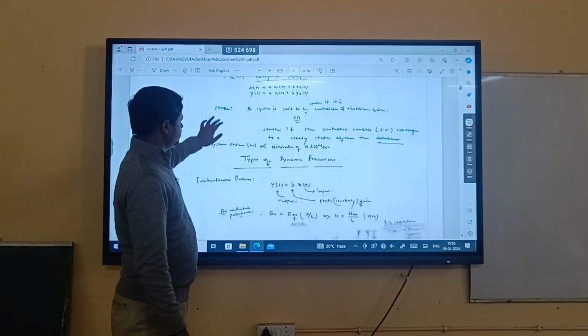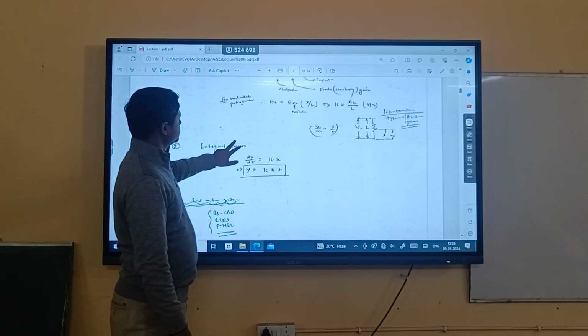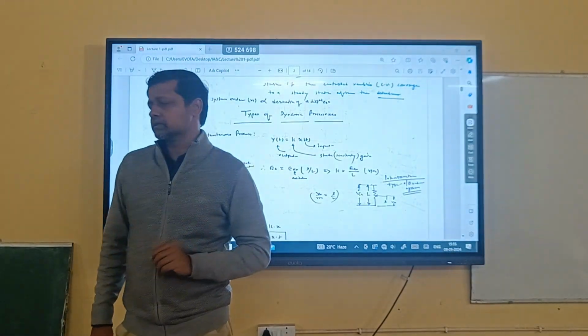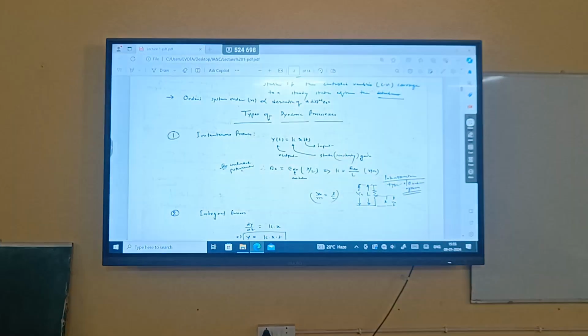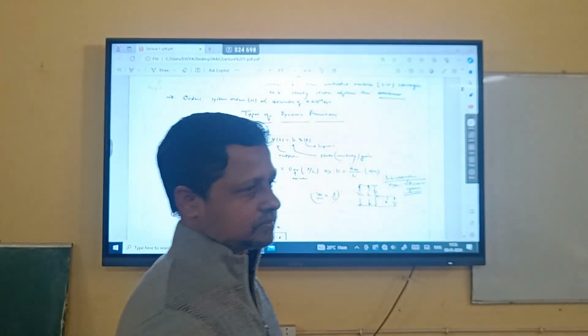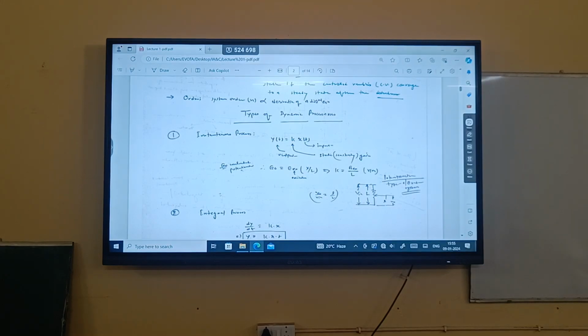Linearity, non-linearity is something we have already discussed, so probably we can skip all these things. Let us take type of the dynamic process. What are these? One is called instantaneous process. Can you name any example of instantaneous process? Y is equal to k of x, is it an example of an instantaneous process or not?